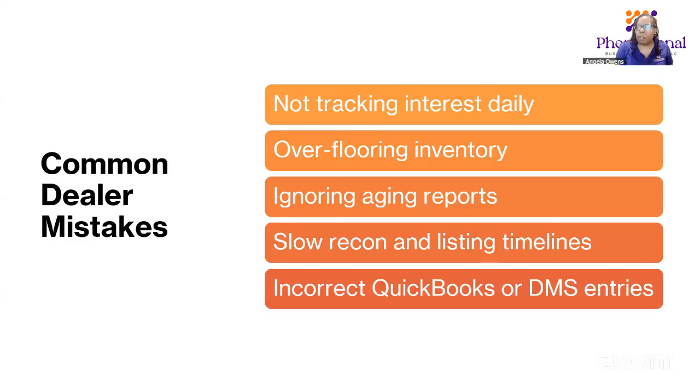Also, ignoring the aging report. So again, just like the interest, you want to watch and see how long you're keeping these vehicles and what it's costing you. Slow recon and listing timelines, and then incorrect QuickBooks or DMS entry. So it's a lot of record keeping, but if you are not on top of this, those floor plans can really take over.